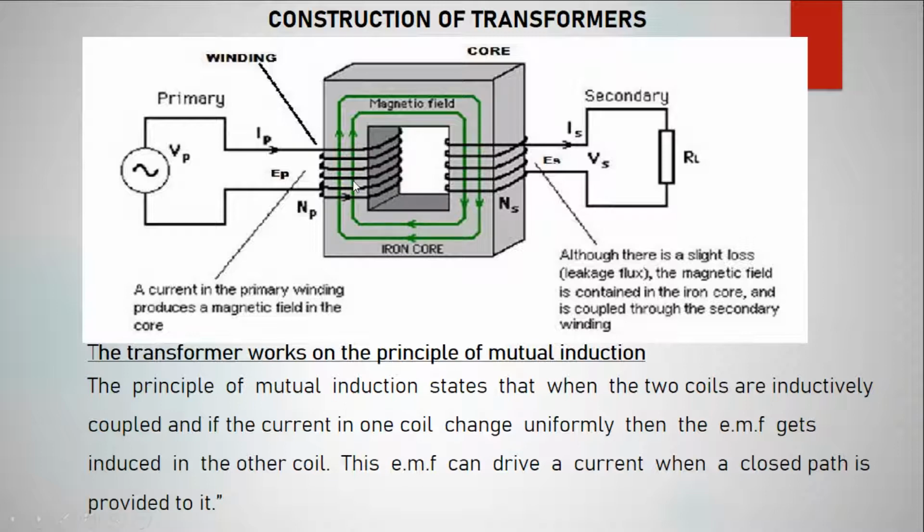So this flux will induce a voltage in the secondary coil due to mutual inductance. This secondary coil also has flux, because the flux produced by the primary links with the secondary also. If there is any change in the primary current, the flux in the primary winding will change, in turn the flux in the secondary winding will change, and it will induce a voltage in the secondary winding.